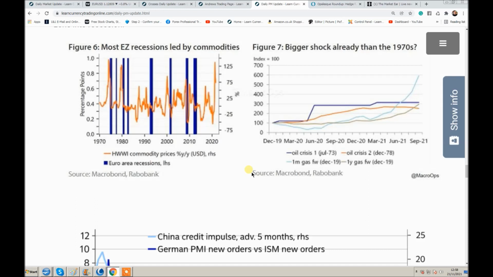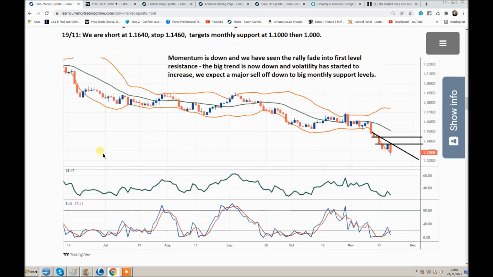We use other sources, obviously. See who we're using here: Macrobond, Rabobank, and Nordea are the main ones, okay? So let's go back to the chart. Right, back on Euro USD.